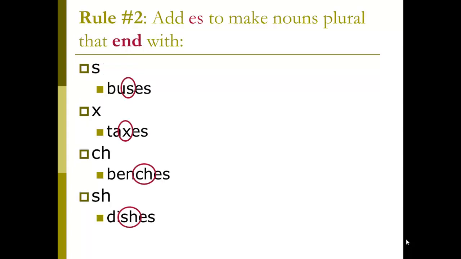Another common rule is adding es to make nouns plural. We do this when those nouns end in the letters S, X, CH, or SH. Let's take a look at these examples. The noun bus ends with S, so we're going to add ES to that word. The word tax ends with X. Again, we're going to add ES. Bench and dish end in CH and SH. So we will add ES to those words. So any words that end in S, X, CH, SH are most commonly going to have an ES to make them plural.